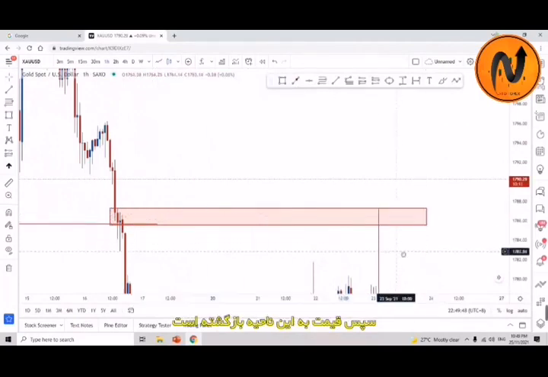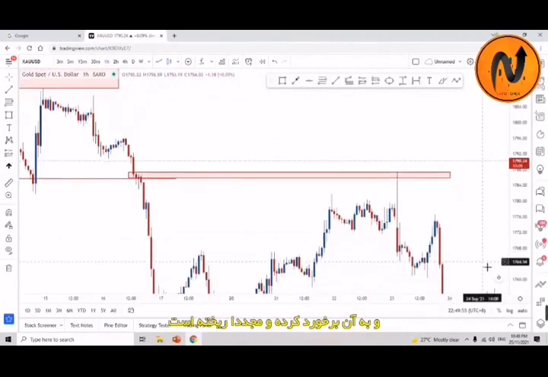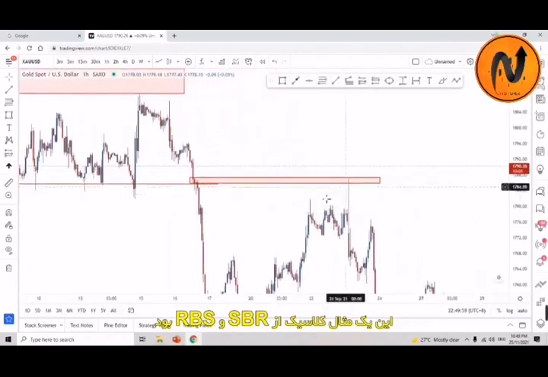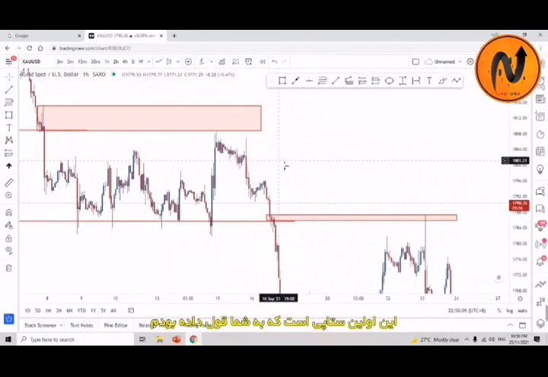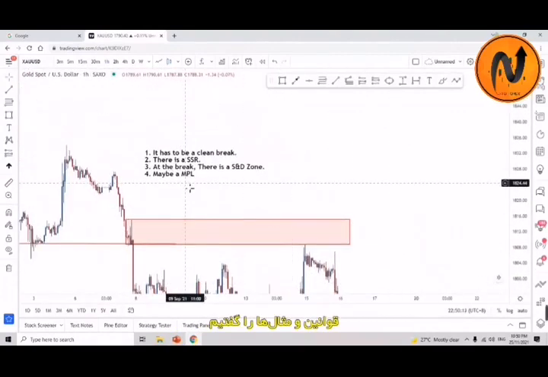So price comes back to this zone, hits it, and then drops all the way again. So this is a very classical example, two classical examples of an SPR RBS. So this is the first setup that I promised you guys. Easy to understand, the definition is there, the example is here. I don't know what else you need.